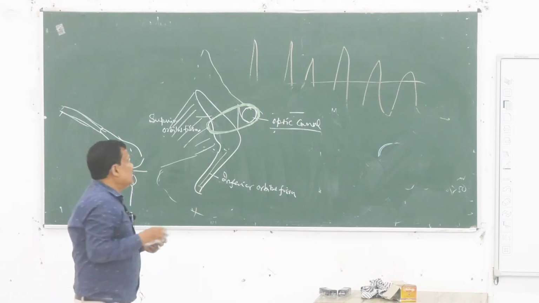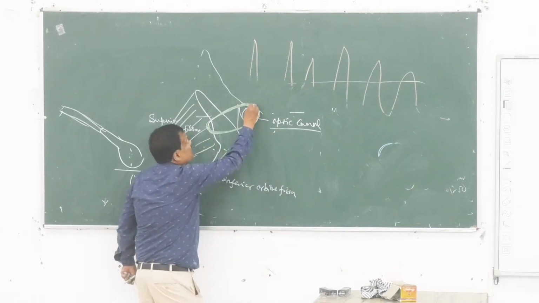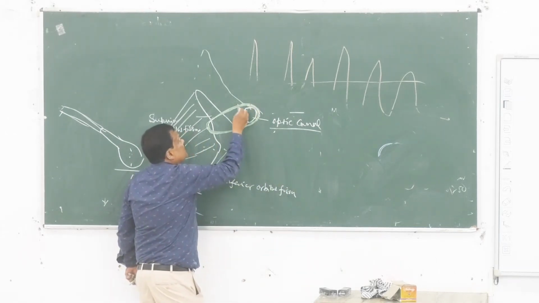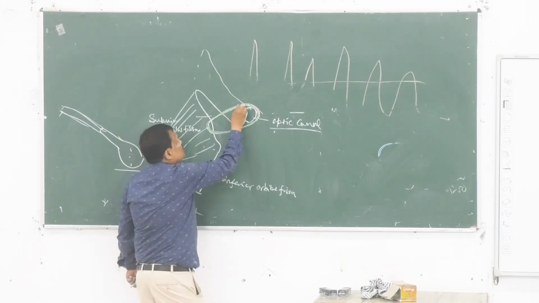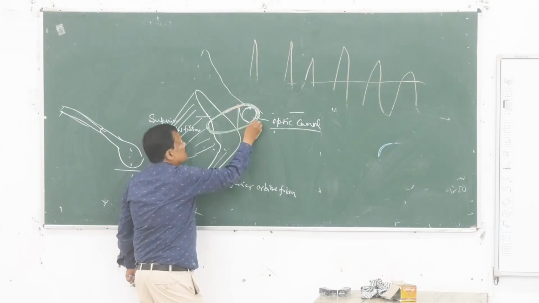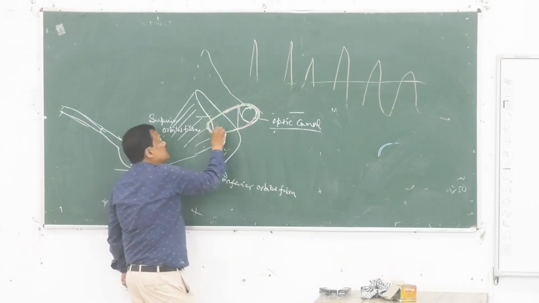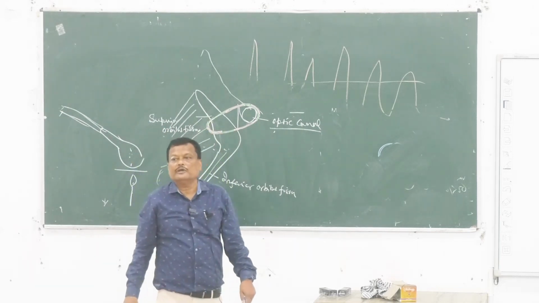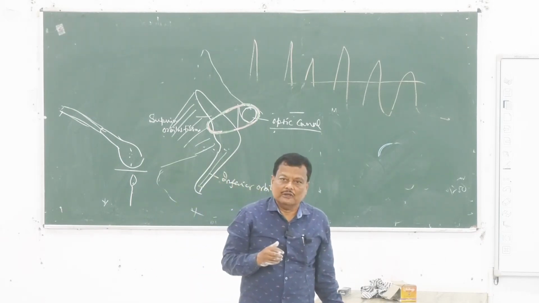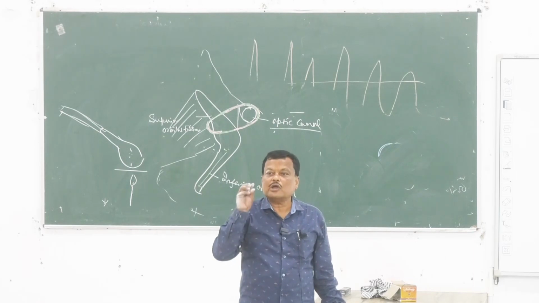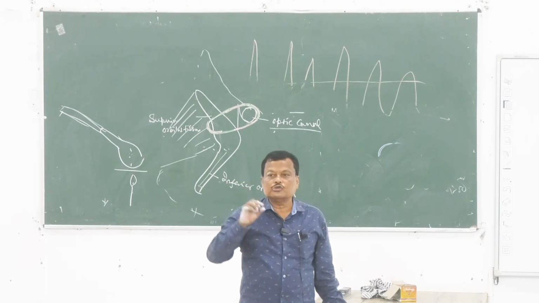And why are they called superior rectus? Superior rectus takes origin from the superior part of the tendinous ring. Lateral rectus takes origin from the lateral part of the tendinous ring. Medial rectus takes origin from the medial part of the tendinous ring, and inferior rectus takes origin from the inferior part of the tendinous ring. So the tendinous ring gives origin to the recti muscles. Not only that, some structures pass through this superior orbital fissure, and also through the optic canal.